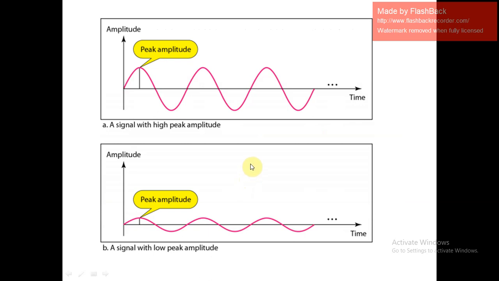Now, here is a simple example of two sine waves. The first one has a much higher peak amplitude, and this is the pictorial representation of another sine wave with a much lower peak amplitude. So these are the two types of representation.